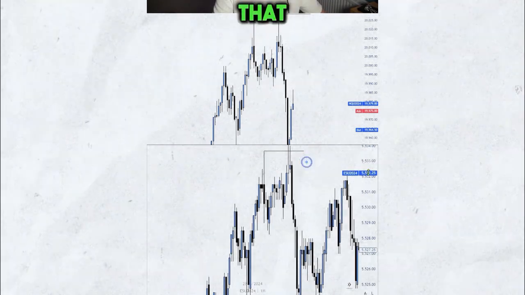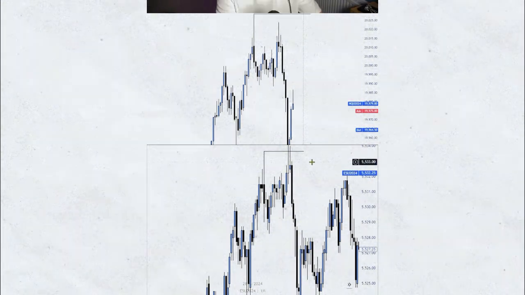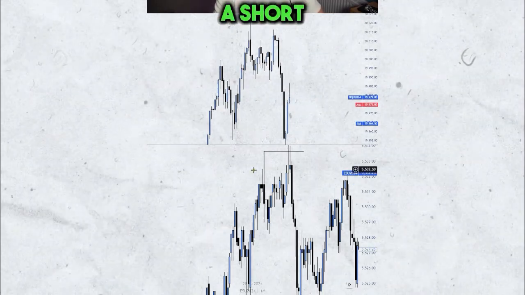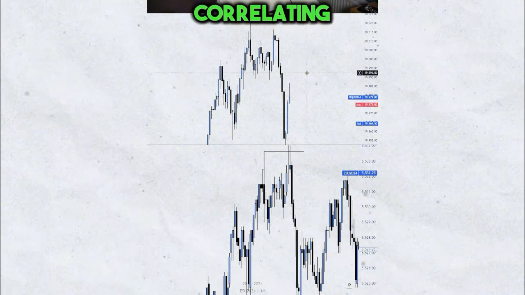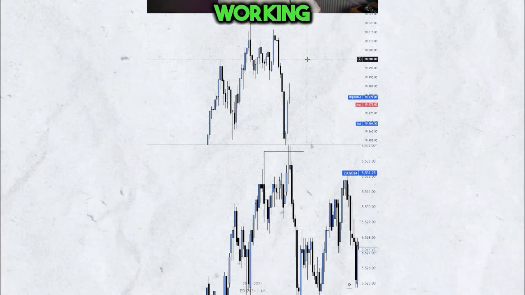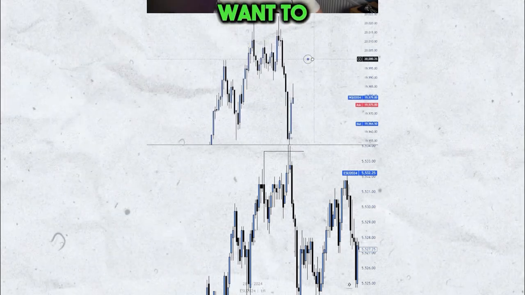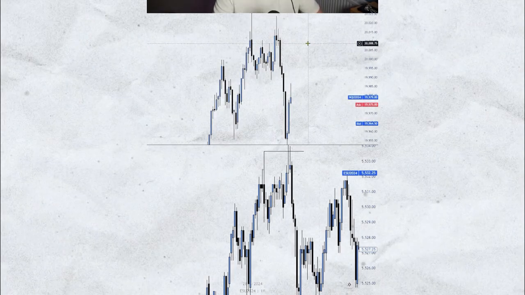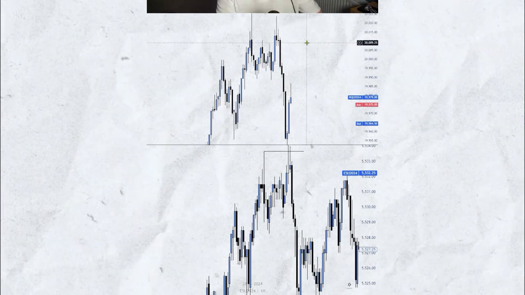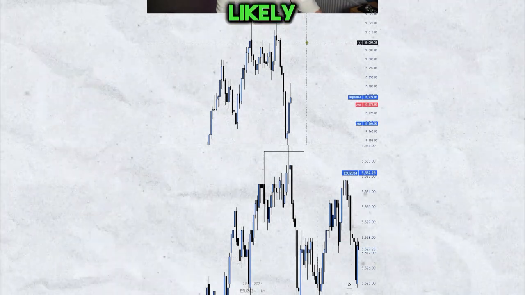Now, this means that there is a bearish SMT in the markets, and the way that we are going to use bearish SMTs is if we then were, for example, to get a short setup on either of the correlating pairs, that means that the short setup has more chance of working with the SMT than if there was not an SMT. So if you want to find those higher quality setups in the market and you see that there is an SMT, then that just means that the trade you are looking for, if it is following along with the SMT, is more likely to work.